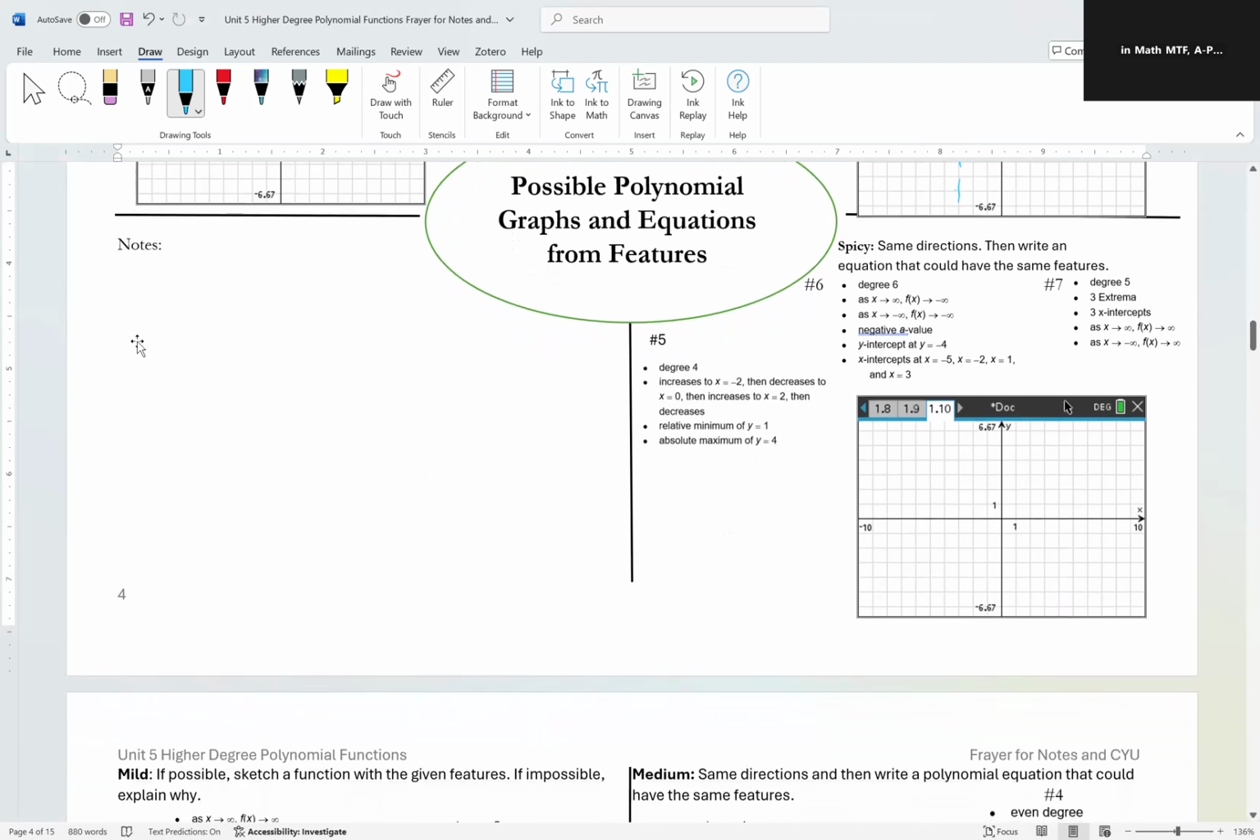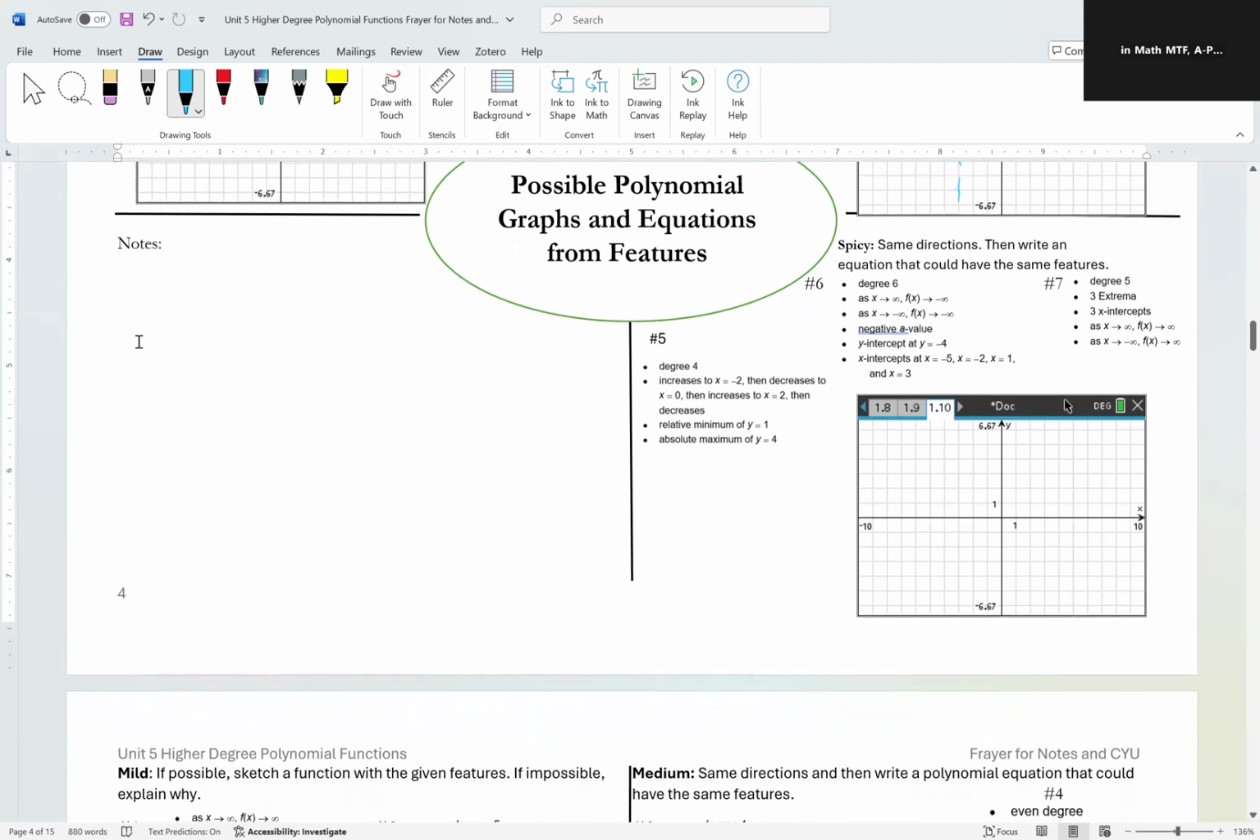I'm going to pick one more, say number 6. So I have x-intercepts at -5, -2, 1, and 3. So that's only 4 x-intercepts. So that means we got to have some double roots or a triple root or even some imaginary roots. And I know it's got to have a negative a value. End behavior is the same and they're both negative, so that can work. So 1, 2, 3, 4, 5, -2, 1, and 3. So maybe something like this.